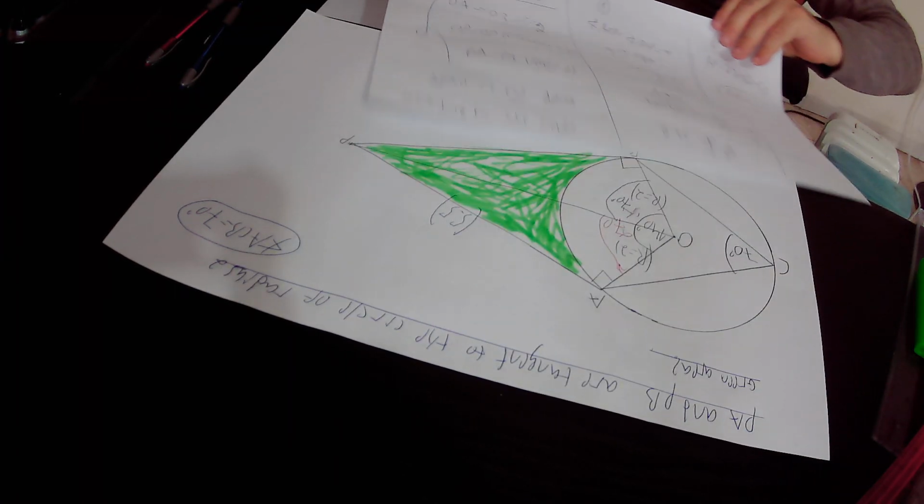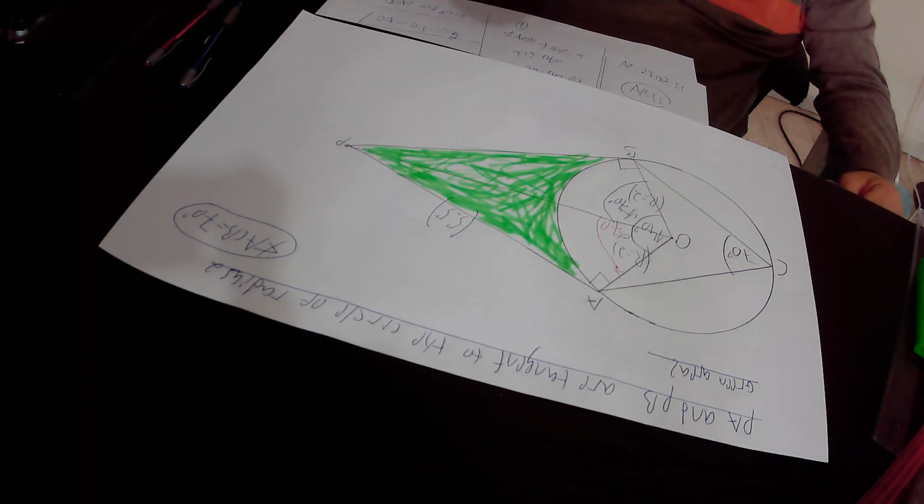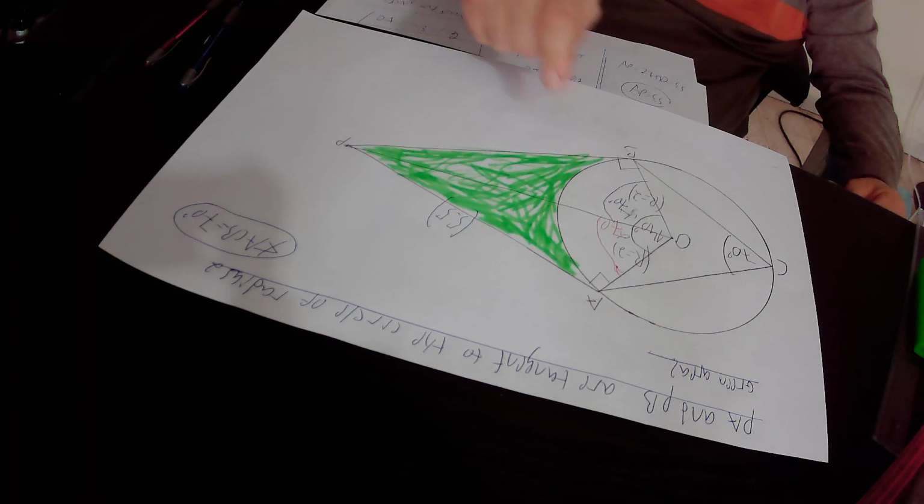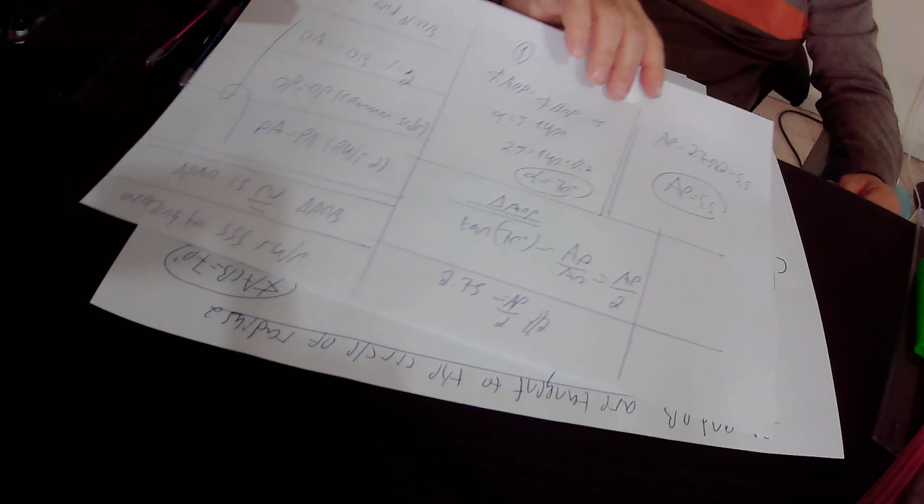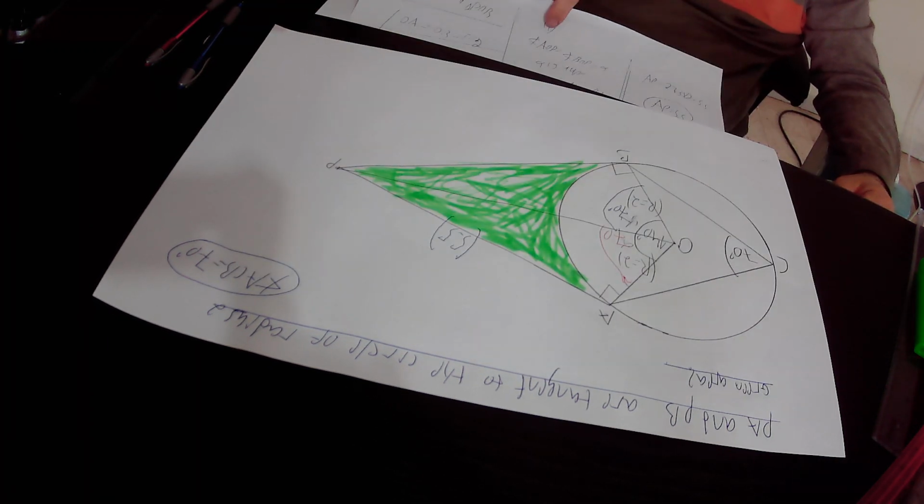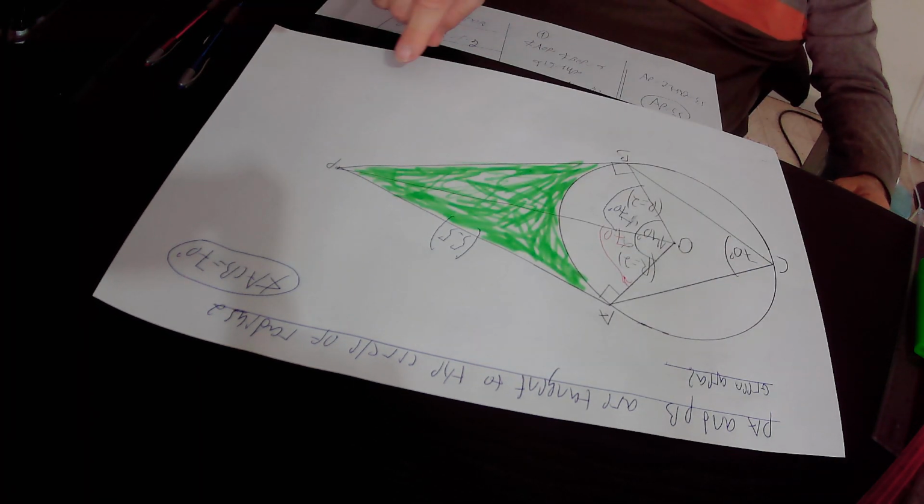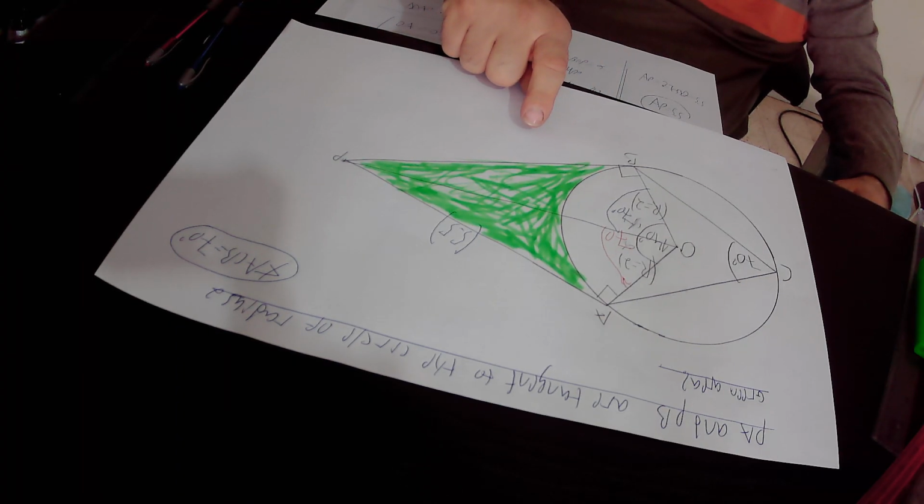In addition, side OP is a common side that belongs to both triangles, so I can write that side OP equals itself as a common side. Again, OP equals OP as a common side. And finally, side AP of the upper right triangle equals side BP of the lower right triangle BOP according to rule 2.